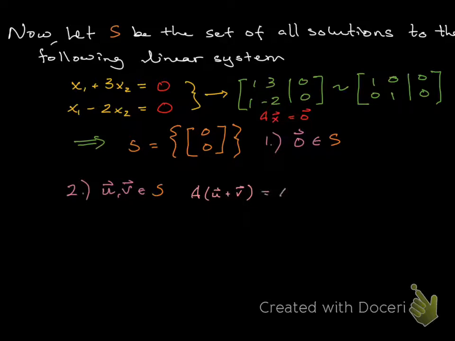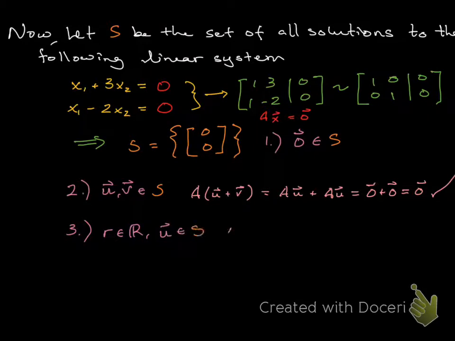So I'm going to expand this. That's the same as A times U plus A times V. They both satisfy my equation, so those are both 0, which is of course 0, and that is my set. That's in my set. So under vector addition, I have a vector that's in my set. All that's left to do is scalar multiplication.